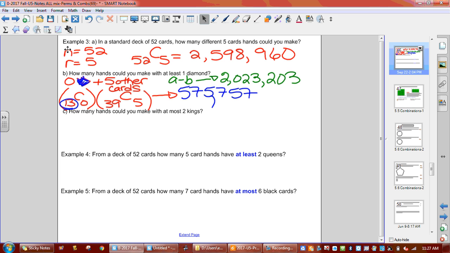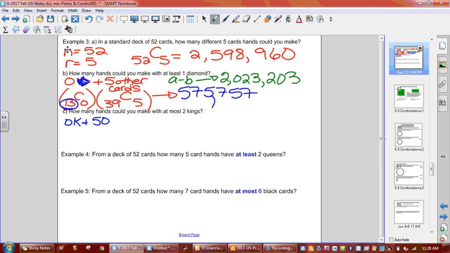Then we take a look at letter C. We want maximum 2 kings. So maximum 2 kings, we can think of it this way. Because that would be 2, or at most 2 kings. So maximum 2 kings. So that'd be, we could have no kings, or 1 king, or 2 kings. And that's what we're going to find. So we have 0 kings and 5 other cards. Whoops, OC is other cards, 5 OC, other cards.